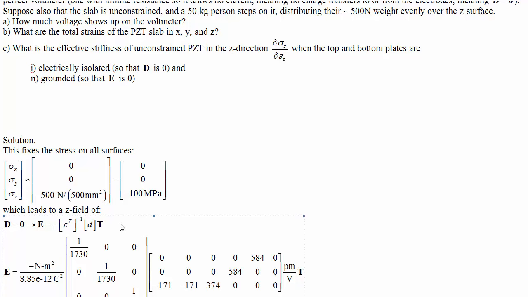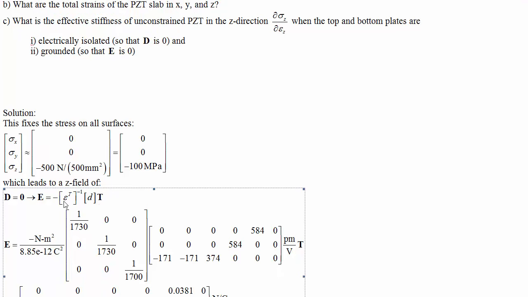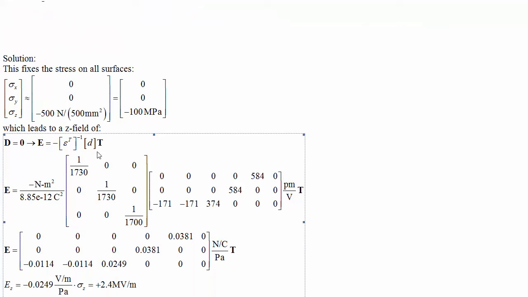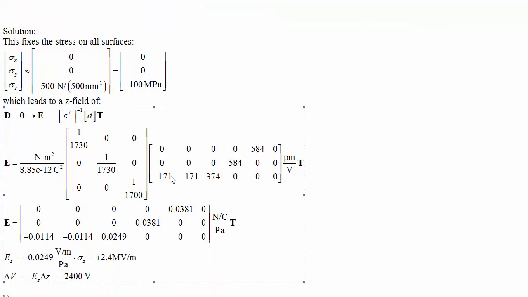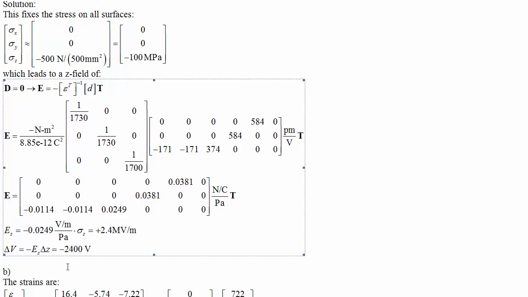So we get an electric field that's equal to the result of this multiplication. And the electric field ends up being 2.4 megavolts per meter. And given the distance of 1 millimeter that it's extended over, this means a voltage difference of negative 2400 volts at the top plate relative to the bottom plate.